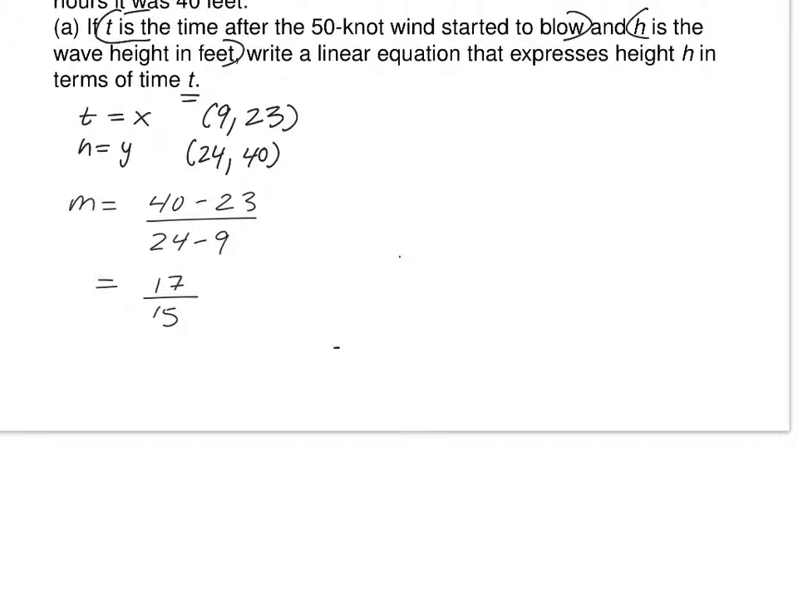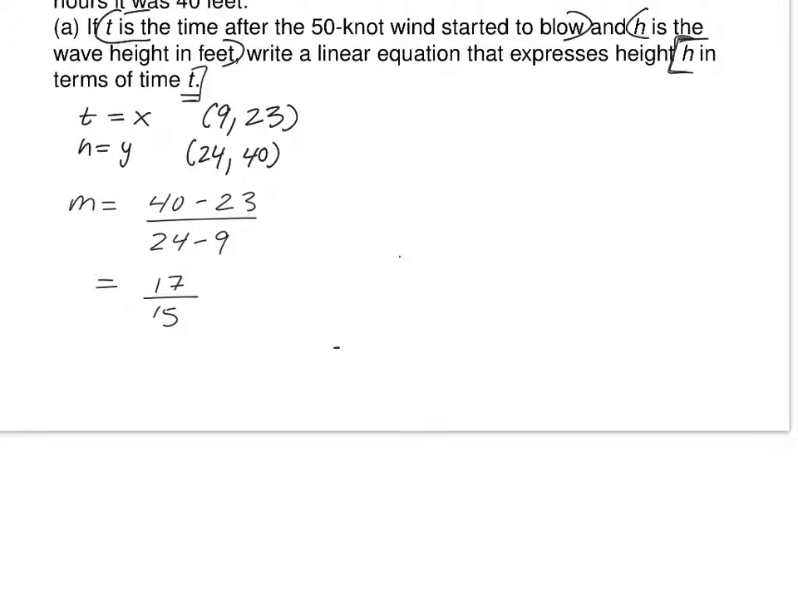It technically wouldn't, but you might still be counted wrong because the final question does say height in terms of time t, and that vocabulary means that h is your y. Does that make sense? As long as you keep track of what's what, and in the end solve for h, then you wouldn't have a problem.